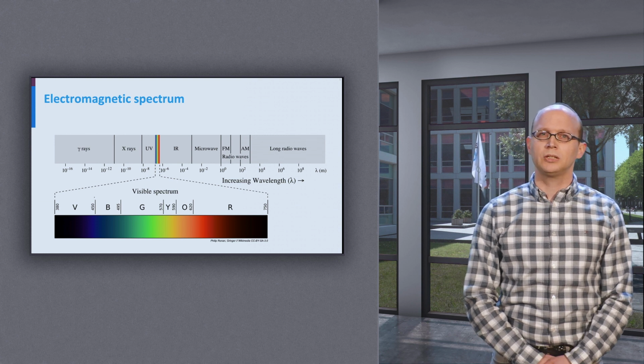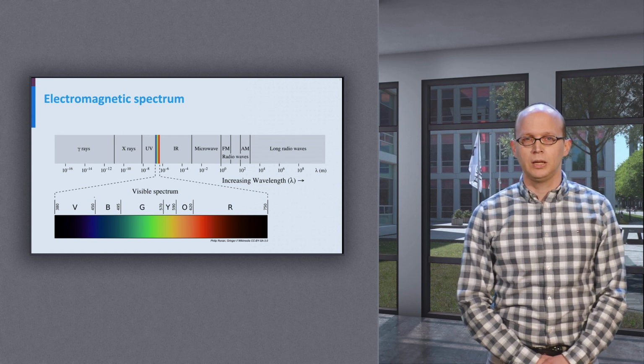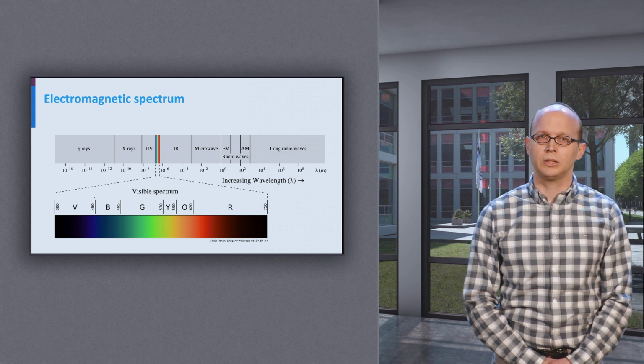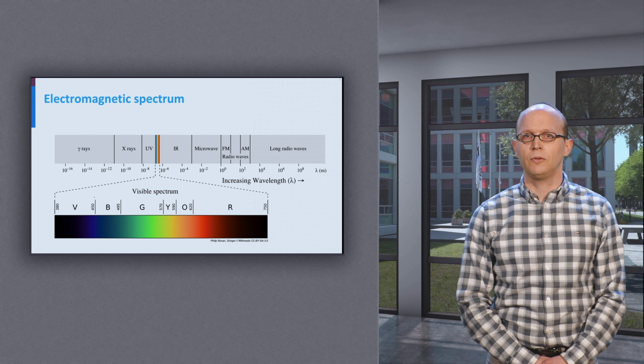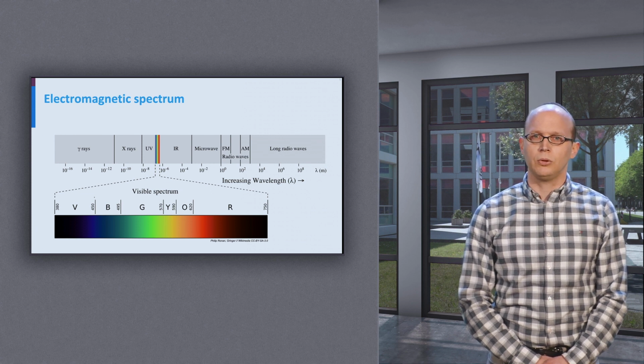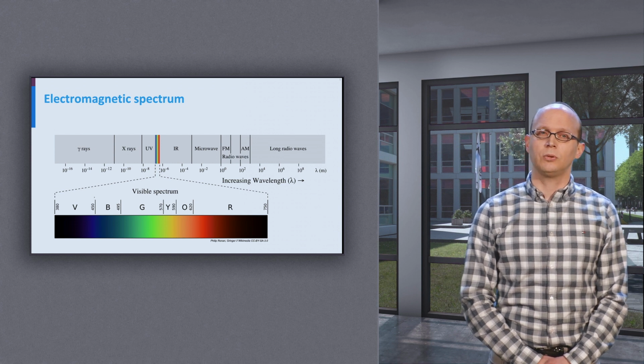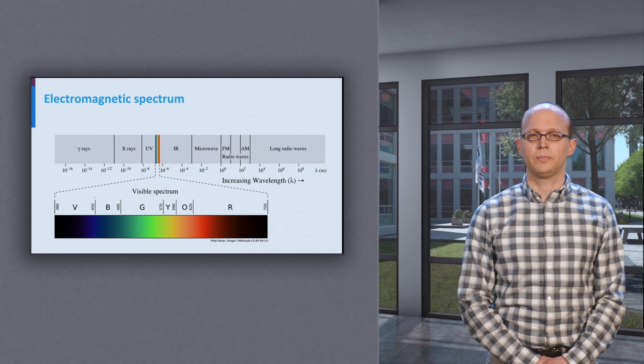The human eye is sensitive only to a narrow spectral range. The visible spectrum ranges from violet with a wavelength of about 400 nanometer to red with a wavelength of about 700 nanometer. Light with a wavelength less than violet is called ultraviolet, UV, and light with a wavelength larger than red is called infrared, IR.